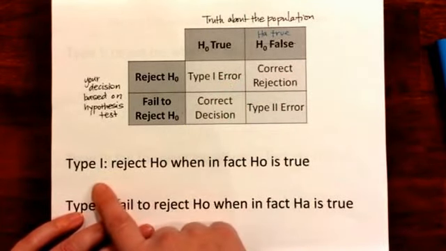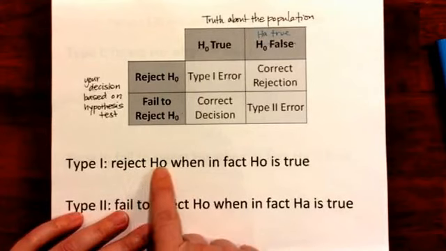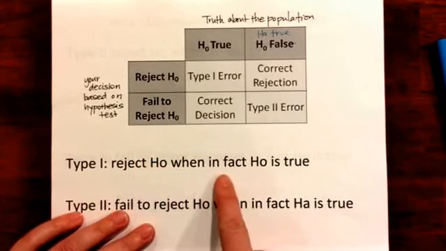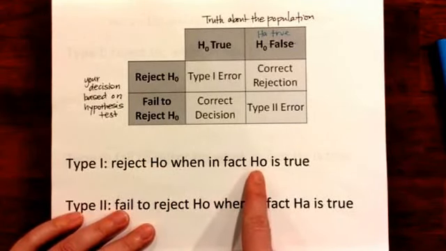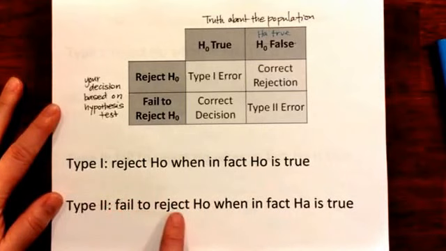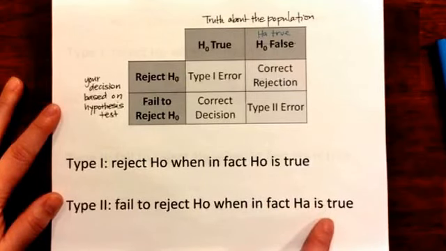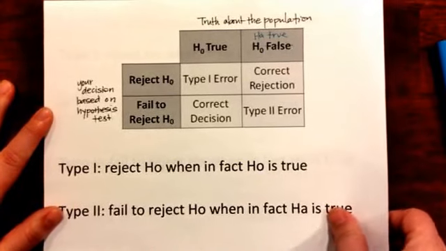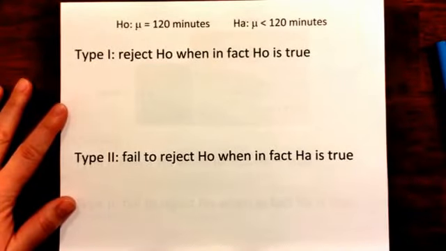So the definition of type 1 error is when you reject H0. Remember, you're rejecting H0 based on your Z-test or your 1-prop Z-test or your 2-prop Z-test, but then somehow you found out information about the population, but really H0 is true. Type 2 is when you fail to reject H0, but somehow you found information about the population and you realize that HA is true.